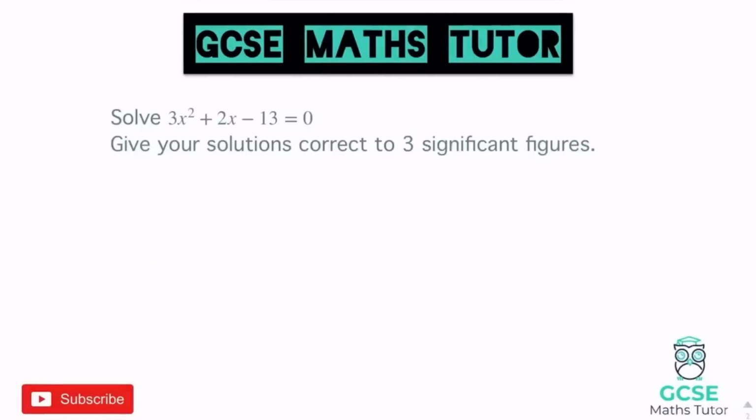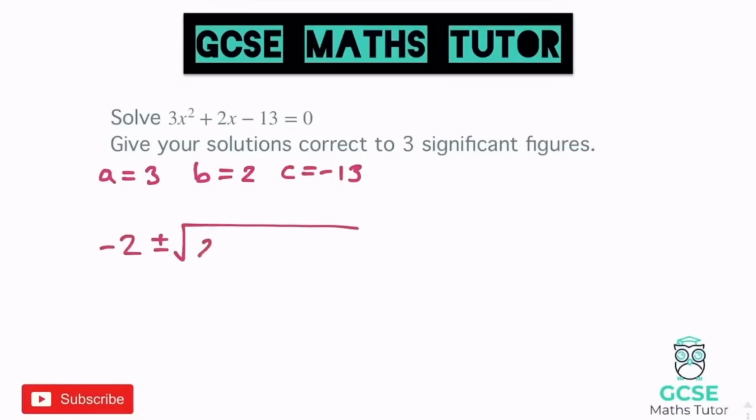So let's have a look and let's just write down the values of a, b and c. I always write these down. So a equals 3, b equals 2, and c equals -13. So sticking it all in the formula, we've got -b at the start, so -2, plus and minus the square root of b squared, so 2 squared, minus 4 times 3 times -13. And that's all over 2a, which is 2 lots of 3. I'm going to type in 2 times 3. There we go.